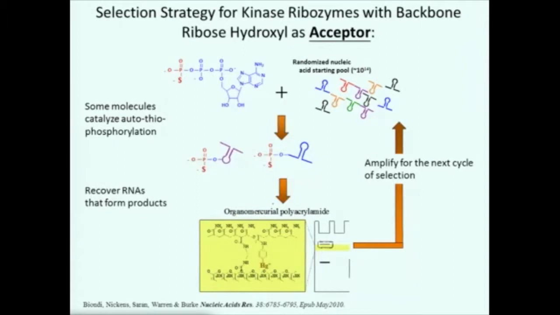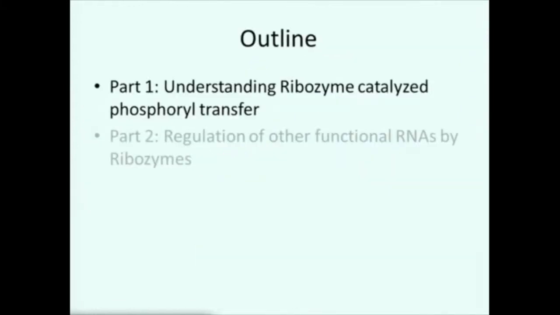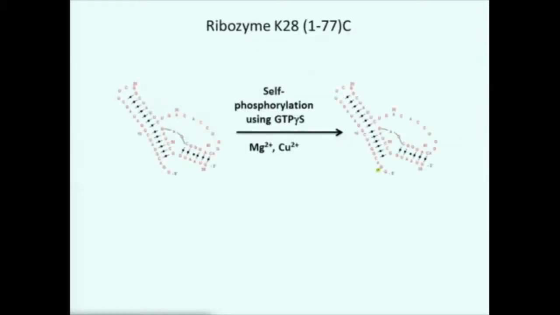So you can basically cut out this band that is trapped in the mercury layer, reverse transcribe it, and then PCR amplify it, and do this process over and over again until you finally enrich your pool with active RNA. Essentially, you start out with 10 to the 14th different sequences, and you end up with a fraction of them that have the desired activity. This brings me to part one of my talk, which has to do with understanding how this ribozyme catalyzes phosphoryl transfer, and what kind of products ribozymes can form from this reaction.